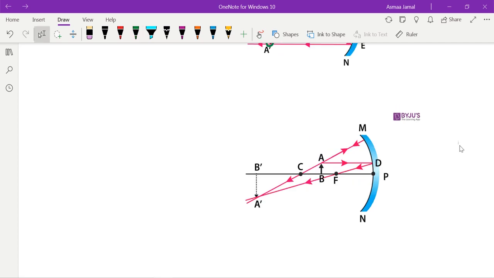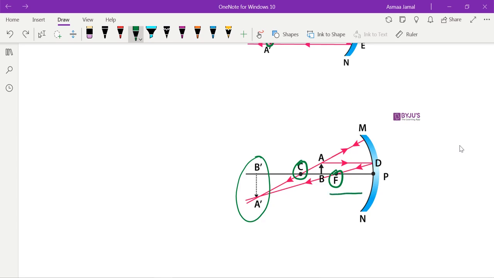If the object is placed between the center and the focus, the real image will form behind the center of curvature. And of course, it's inverted. The size now is larger than the object.